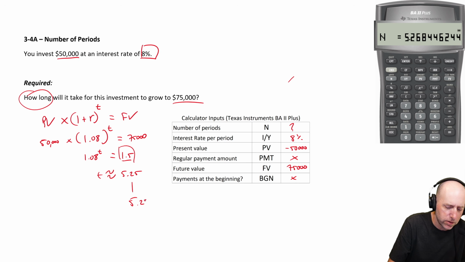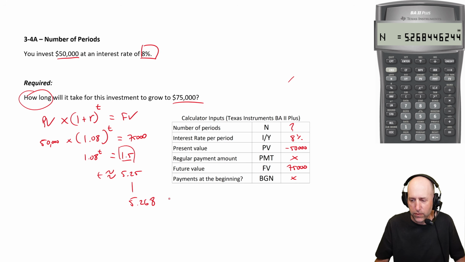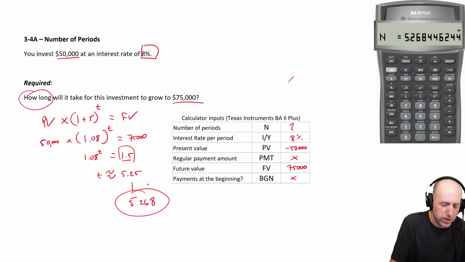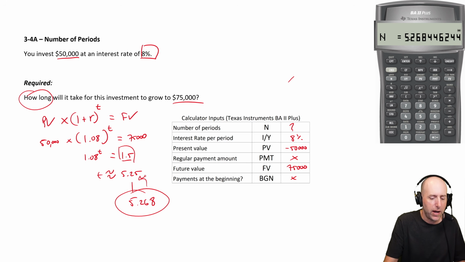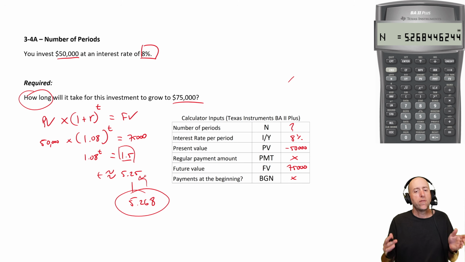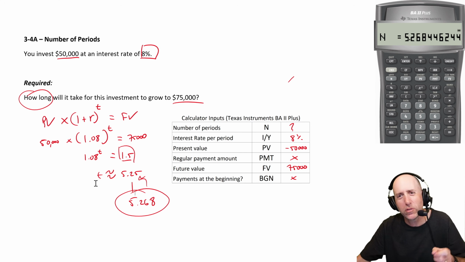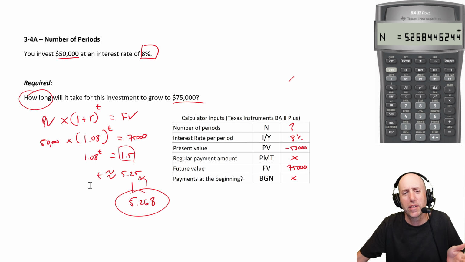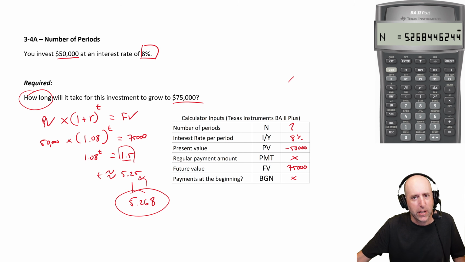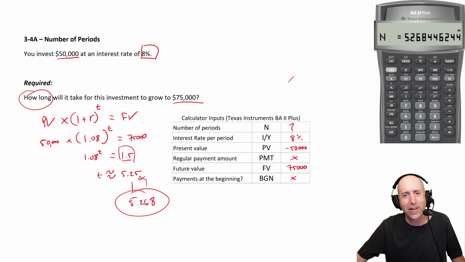So we knew we were close, but 5.268 is a more precise answer than 5.25. There we have it. We've solved 3-4A. We did it the trial and error way, and we got close, and we could have got closer if we just stuck with it. Now we've got a much more precise answer using our financial calculator.